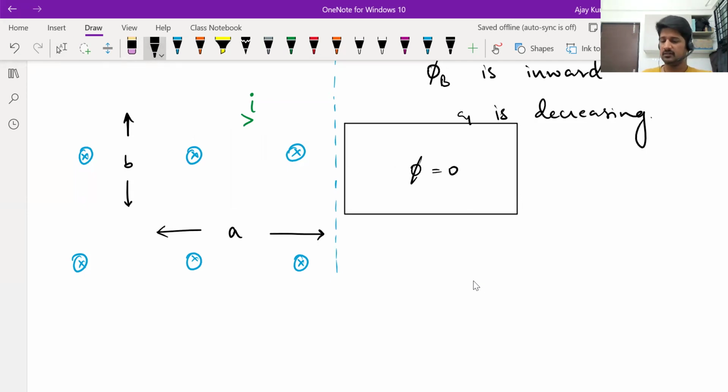There are no field lines. Flux becomes zero and it continues to be zero. So after that, there is no change in flux. And if there's no change in flux, there's no EMF induced, there won't be any current observed in this coil. Okay. Fine.